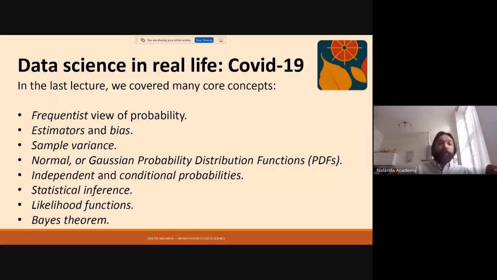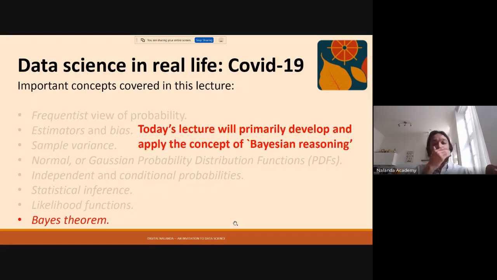So of all the concepts in the last lecture, this is actually quite a lot. These are some of the most recurring and profound ideas in statistics and statistical inference and data analysis. And of course, we ended up with Bayes' theorem, and it seemed like a funny manipulation of certain quantities when we're dealing with conditional probabilities. And today's lecture will develop them and apply them to COVID-19.